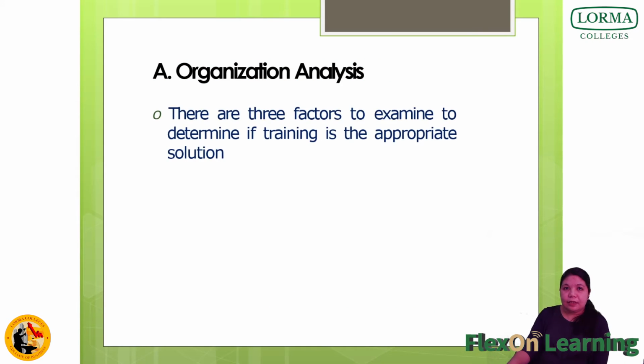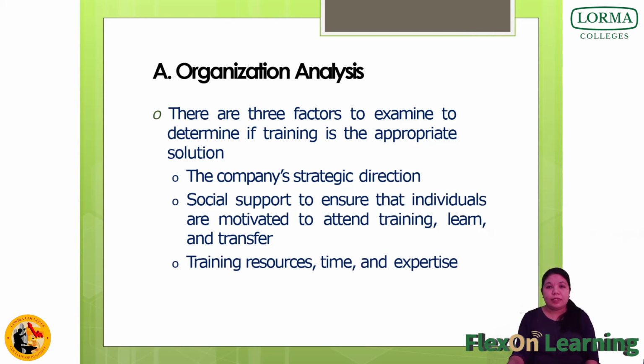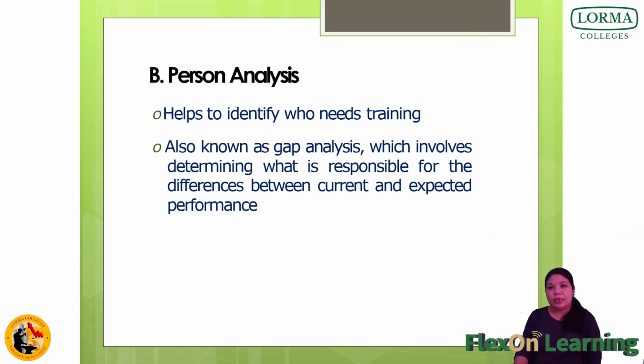Organization analysis. There are three factors to examine to determine if training is the appropriate solution: the company's strategic direction, the social support to ensure that individuals are motivated to attend training, learn, and transfer, and training resources, time, and expertise. For the person analysis, it helps to identify who needs training, also known as gap analysis, which involves determining what is responsible for the differences between current and expected performance.